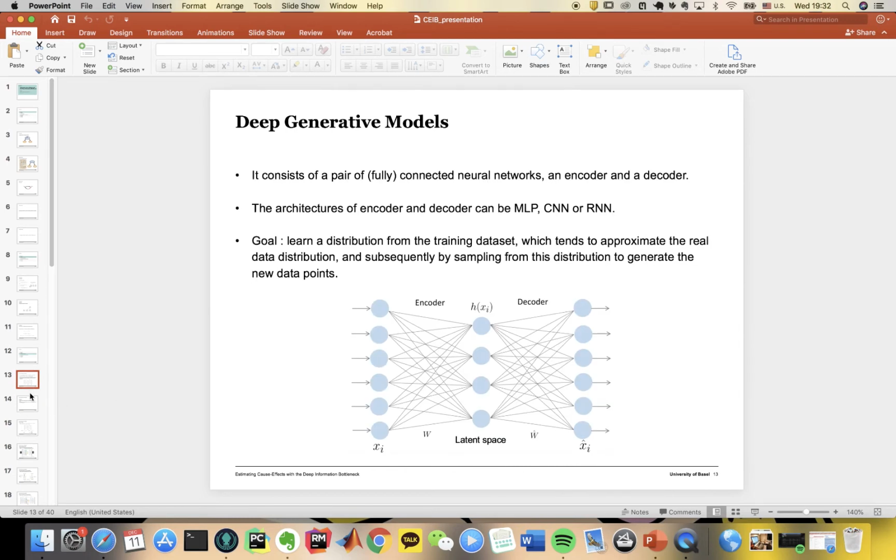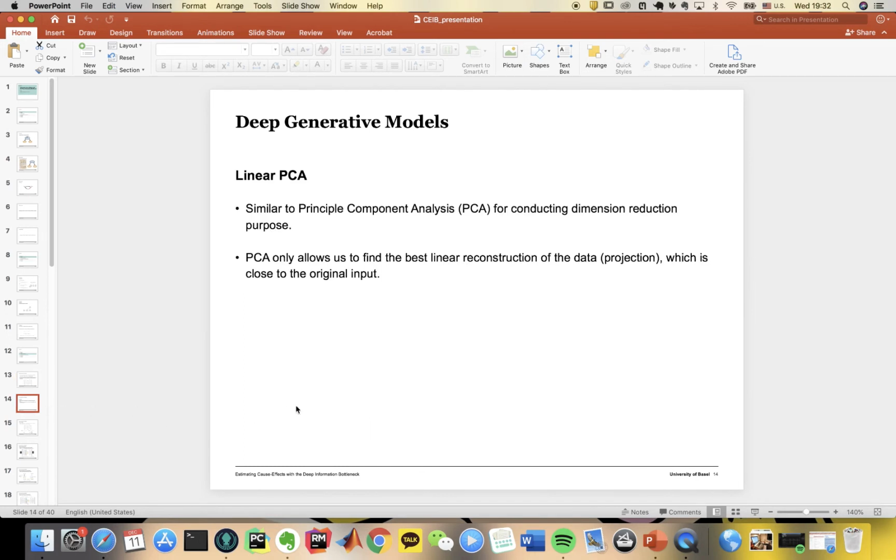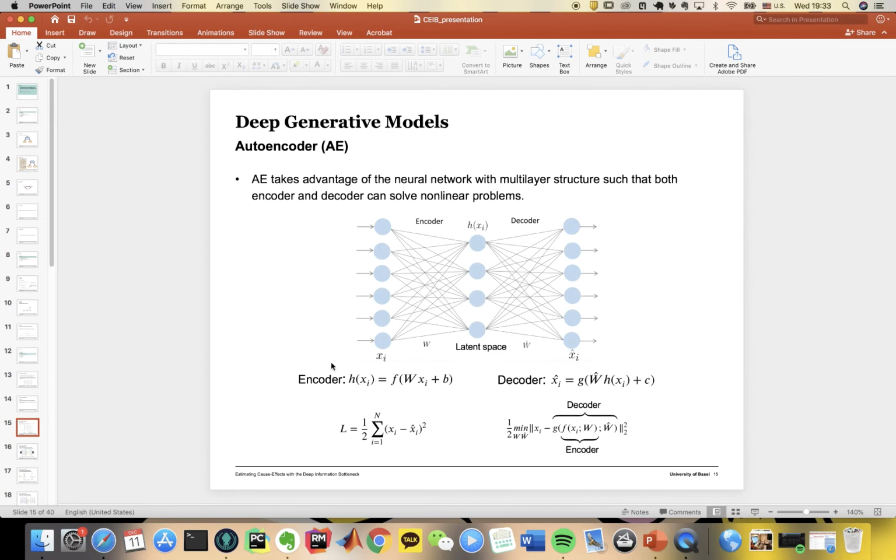As we can see, the generative model is kind of similar to principal component analysis (PCA) in terms of the dimensionality reduction purpose. But as we know, PCA only tries to find the k largest eigenvectors, so it only allows us to find the best linear reconstruction of the data, and that's the reason why we have this generative model. So let's take the simplest case of the autoencoder.